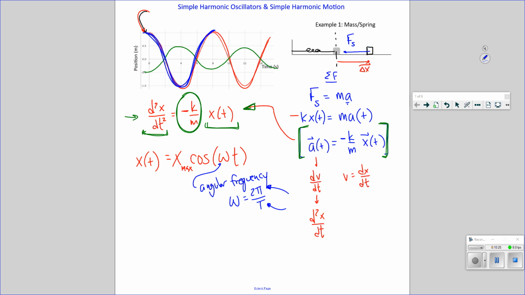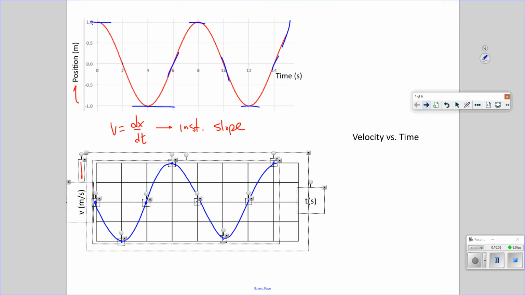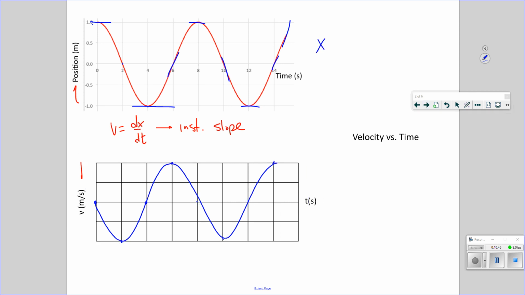So this has to be the case. x has to be that kind of function. Because again, there's only one function in the universe for which the second derivative of the function is the function itself with a negative constant in front, and I'll show you. Because, well, our position function again is x as a function of t is x max cosine omega t. Well, this velocity function, a couple of things. One, by definition, v, like we said, is dx/dt.